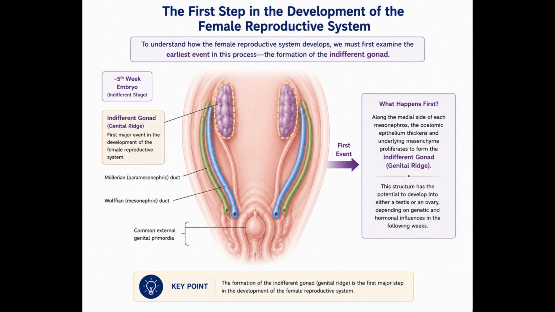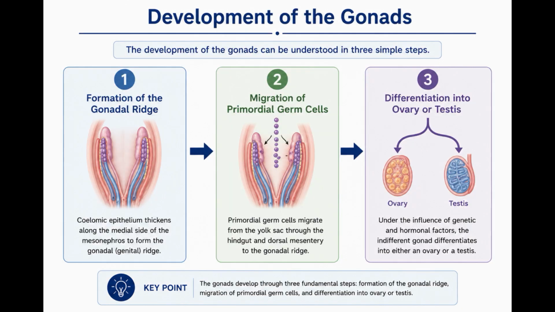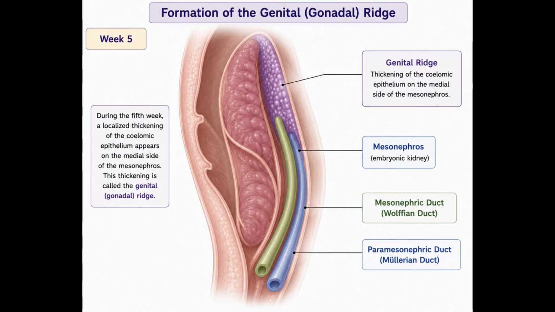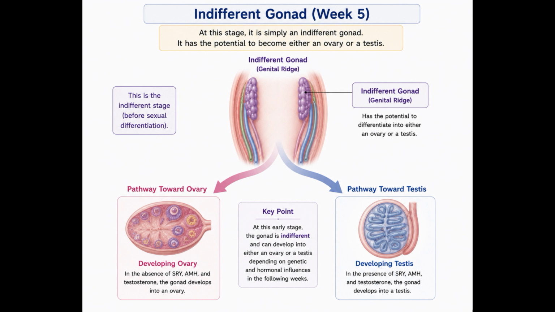To understand how the female reproductive system develops, we must first examine the earliest event in this process, the formation of the indifferent gonad. The development of the gonads can be understood in 3 simple steps. First, the embryo forms a temporary structure called the genital or gonadal ridge. This appears during the 5th week as a thickening on the medial side of the mesonephros. At this stage, it is simply an indifferent gonad. It has the potential to become either an ovary or a testis.